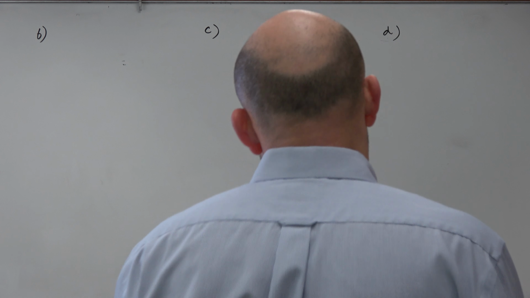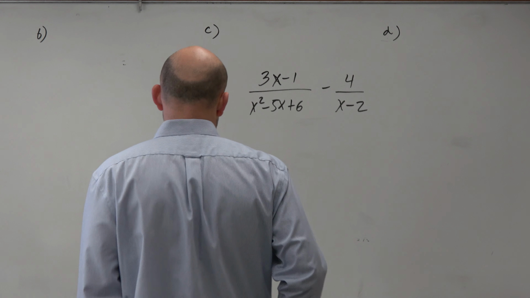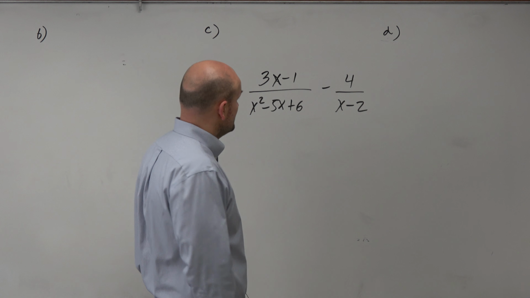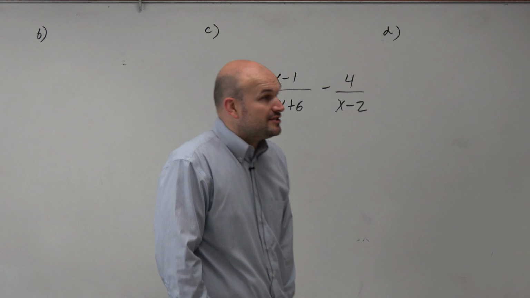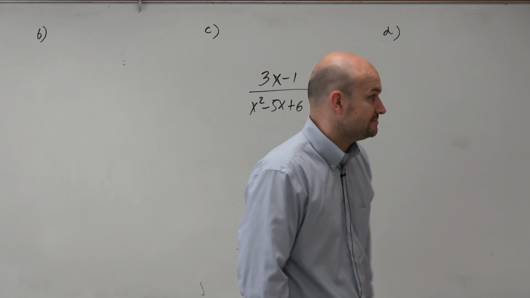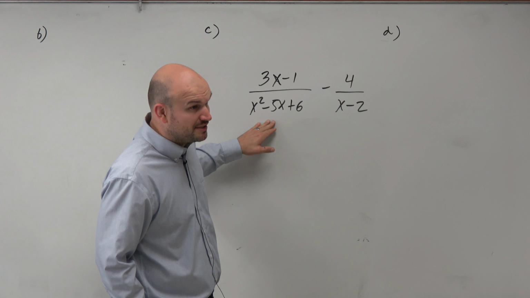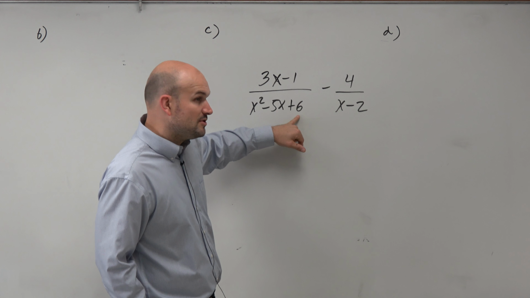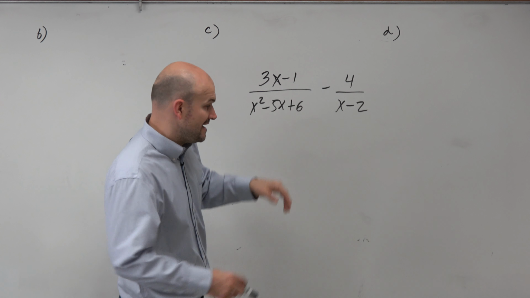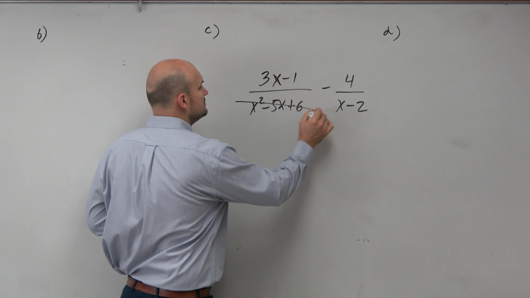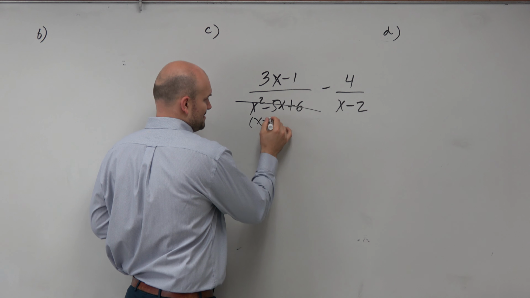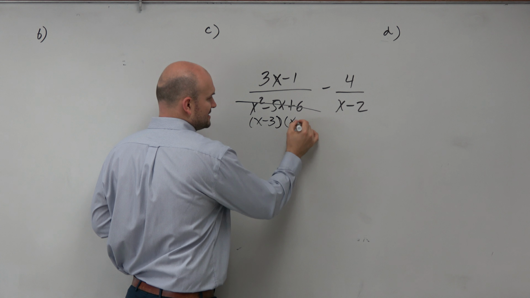So in this case, guys, we have 3x minus 1 divided by x squared minus 5x plus 6. So basically, the first step we want to do is factor. Just factor. I see a trinomial. Automatically, that tells me I need to be looking into factoring. What two numbers multiply to give me 6 and add to give me a negative 5? There you go. x minus 3 times x minus 2.